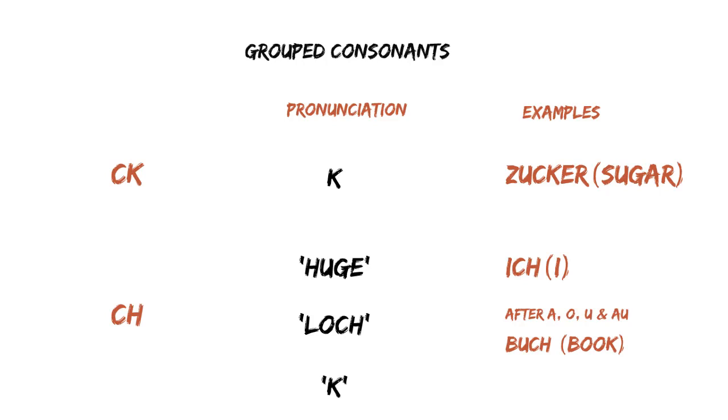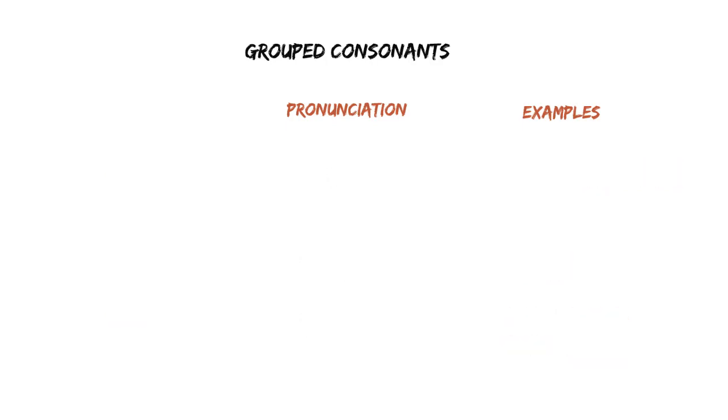CH is also pronounced like K when it is at the beginning of some words. For example, Charakter, which means character. Now let's continue with the next letter combination.